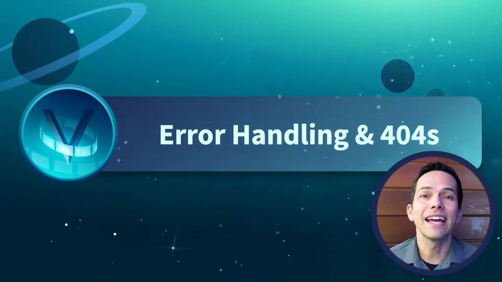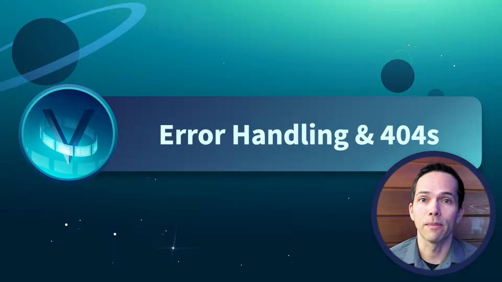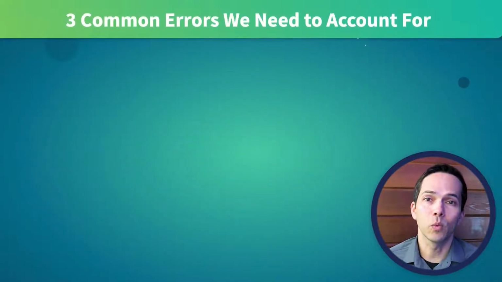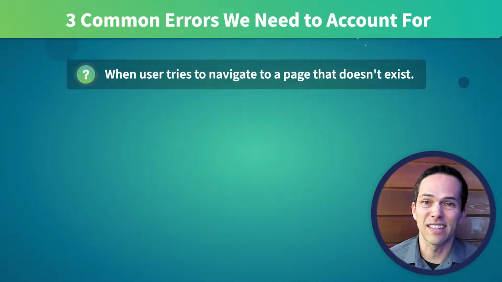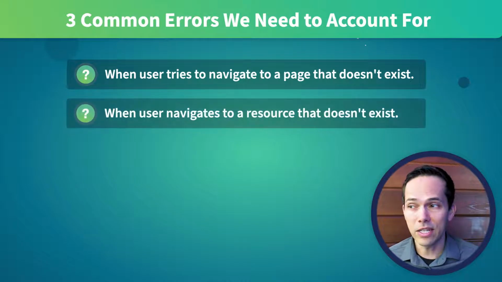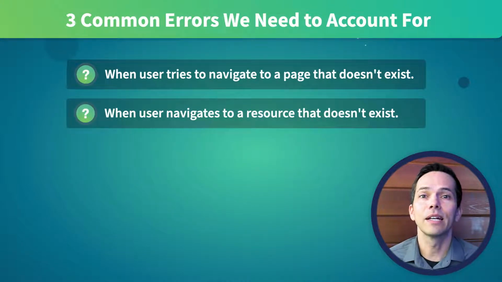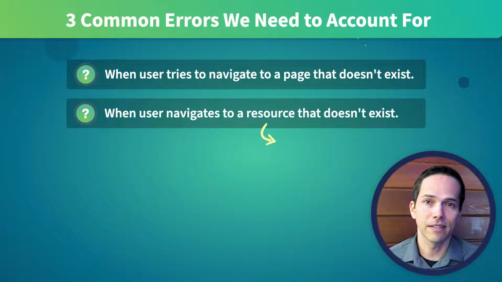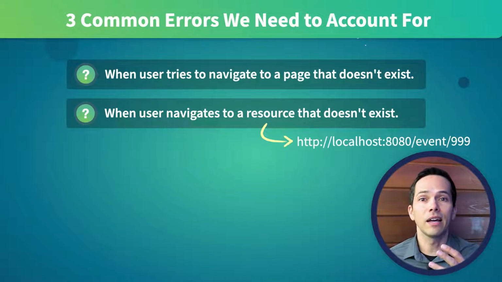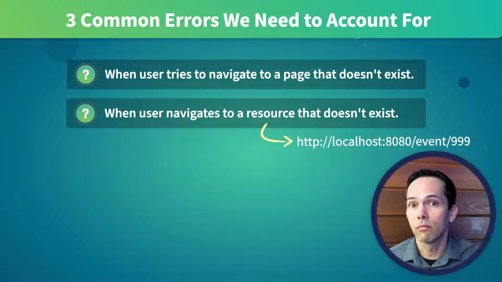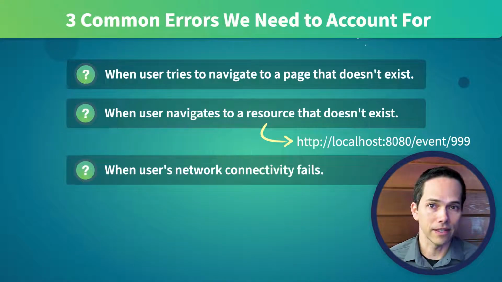In this lesson, we'll be looking at how to handle errors and 404 messages. There are three common errors we need to account for. First of all, when a user tries to navigate to a page that doesn't exist, what shows up? Second, when a user navigates to a resource that doesn't exist. An example here would be going to an event with the ID of 999 which doesn't exist. And when that gets returned from the API saying it doesn't exist, what do we show? And then lastly, when the user's network connectivity fails, how do we communicate that there's a network error?